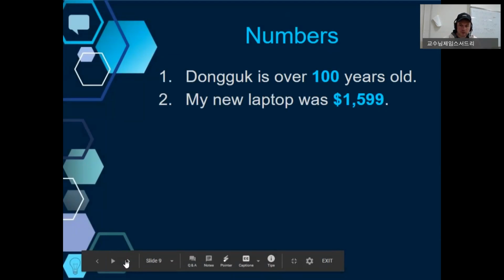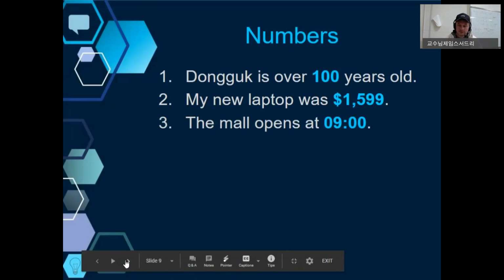My new laptop was $1,000. I don't know, let's do this again. My new laptop was $1,599. Or you could stretch it. My new laptop was $1,599. Okay, or you can do a pause. My laptop was $1,599. So practice these together.